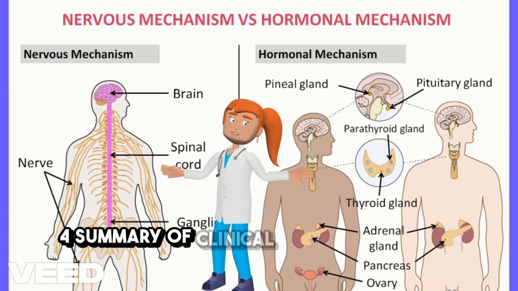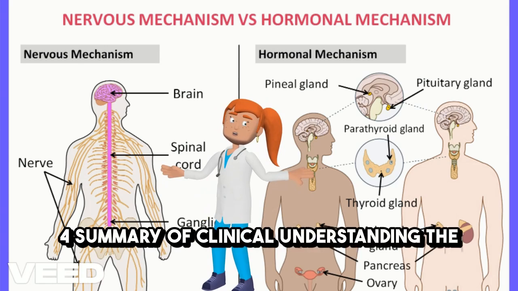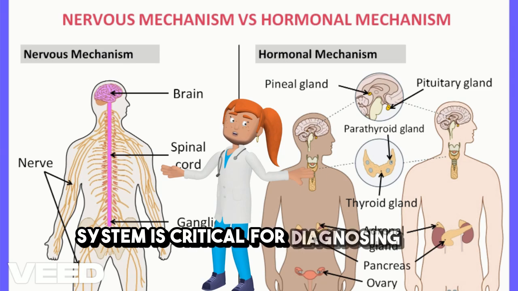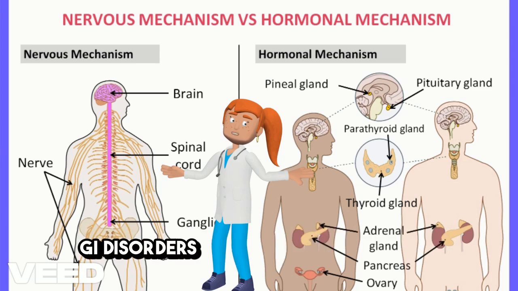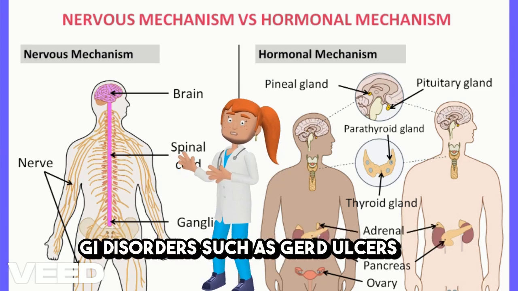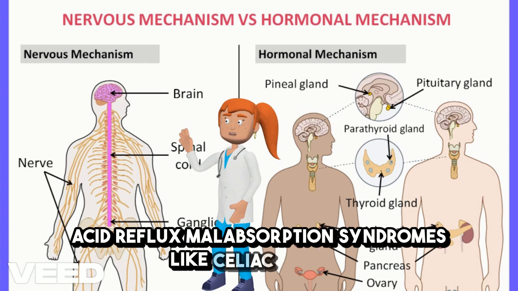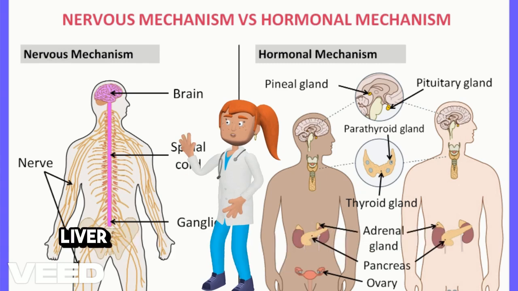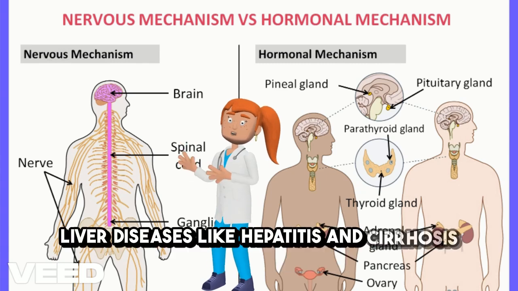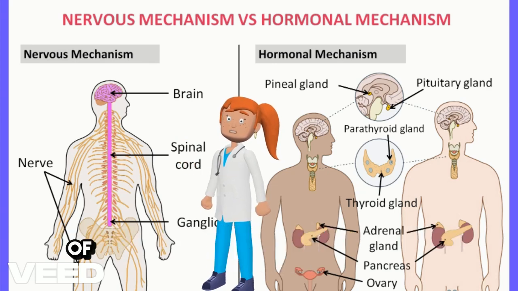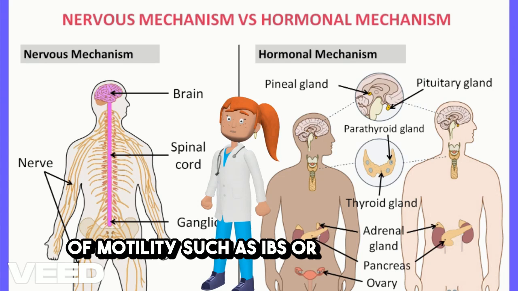4. Summary of clinical relevance. Understanding the digestive system is critical for diagnosing and treating GI disorders, such as GERD, ulcers, and acid reflux. Malabsorption syndromes like celiac disease. Liver diseases like hepatitis and cirrhosis. Disorders of motility, such as IBS or constipation.